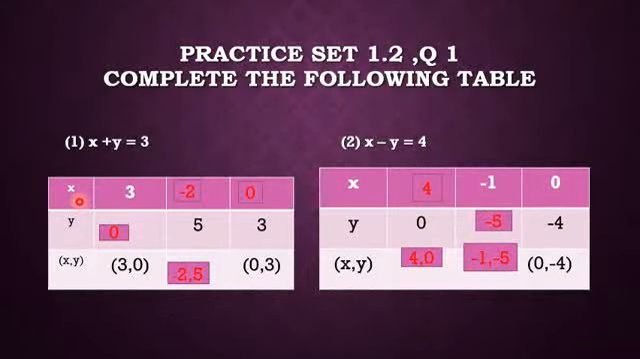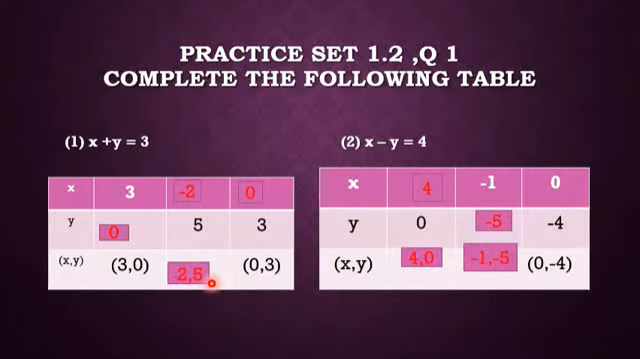In the first example, the coordinate of x is 3, and (x, y) is given as 3 comma 0. That means the coordinate of y is 0. The first number is the x coordinate, the second number is the y coordinate. In the second row, the coordinate of y is 5. We can find the coordinate of x. So we can write the value of y is equal to 5. Then x is equal to 3 minus 5, that is x is equal to minus 2. So (x, y) is minus 2 comma 5.